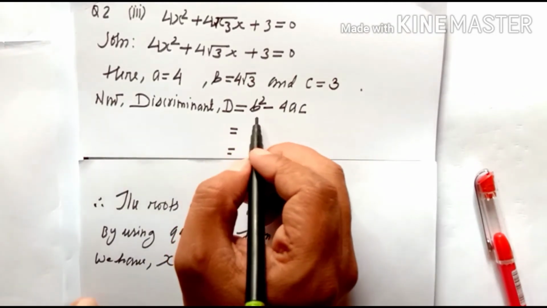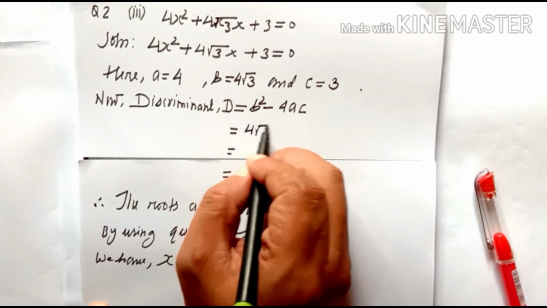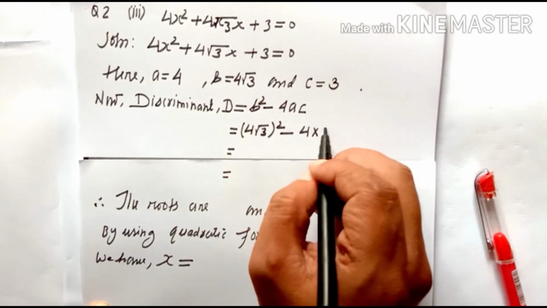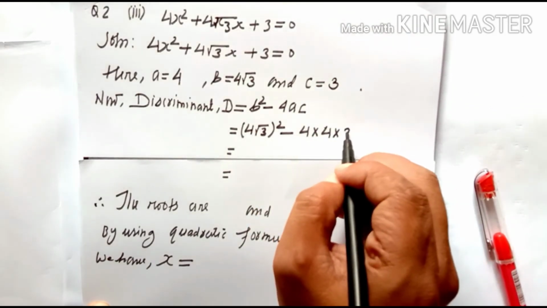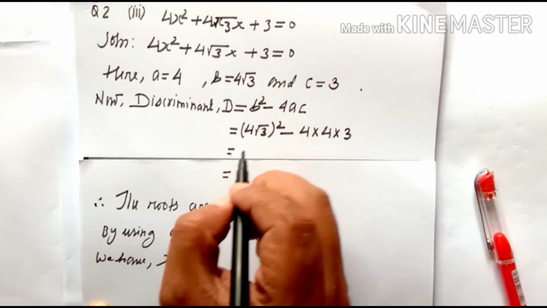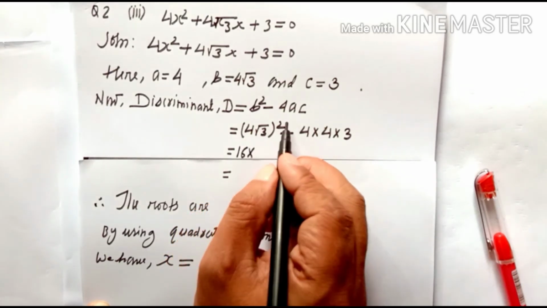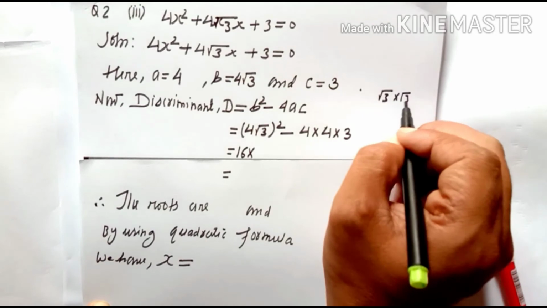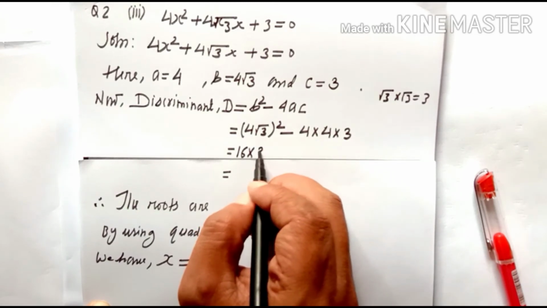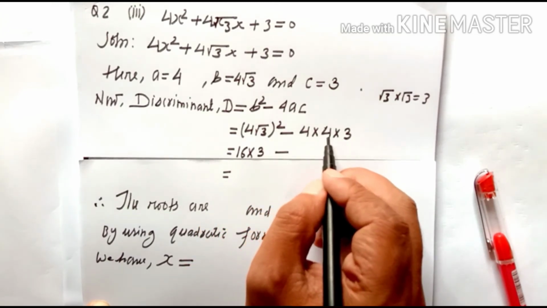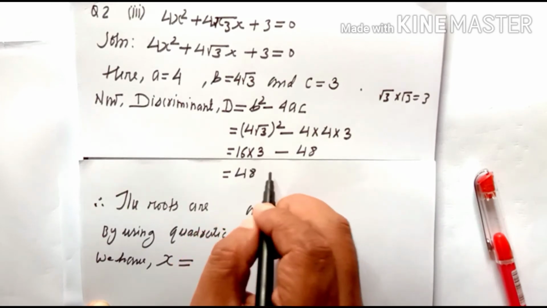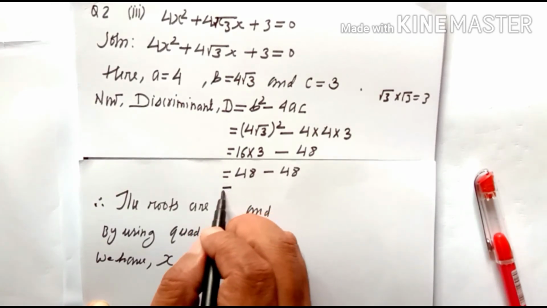After that, substitute the value of b, which is 4 root 3 the whole square minus 4 times a, so 4 times c, so that is 3. Now here the power square belongs to both the numbers, so 4 square, which is 16, times root 3 into root 3 equals 3. So here square and root we can cut, so we get only 3, minus 4 4s are 16, 16 3s are 48. So 48 minus 48 equals 0.